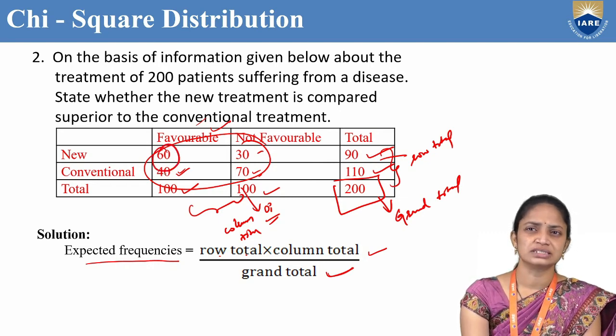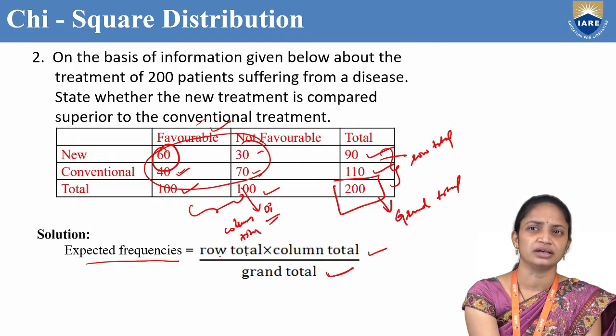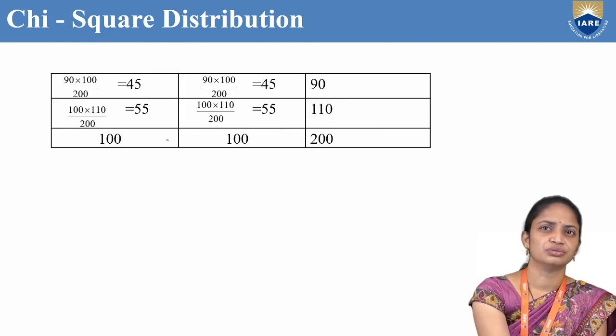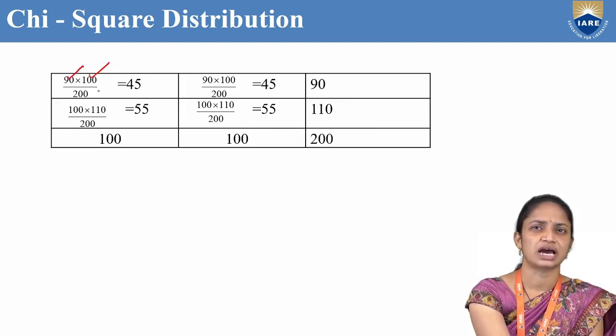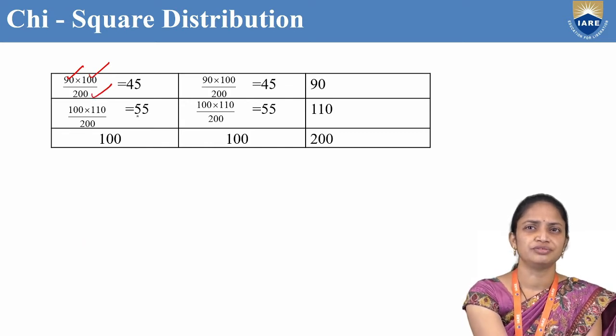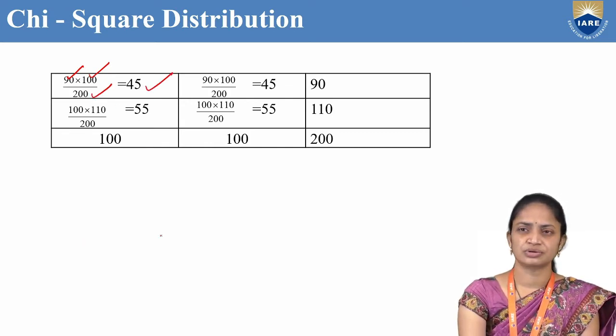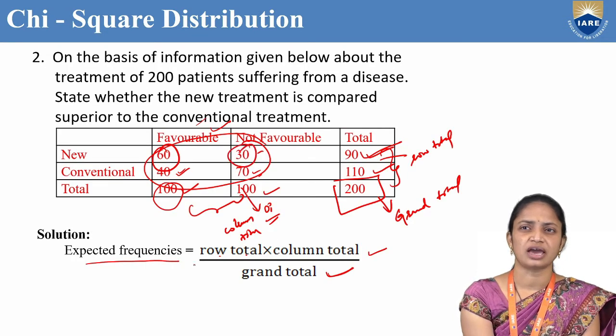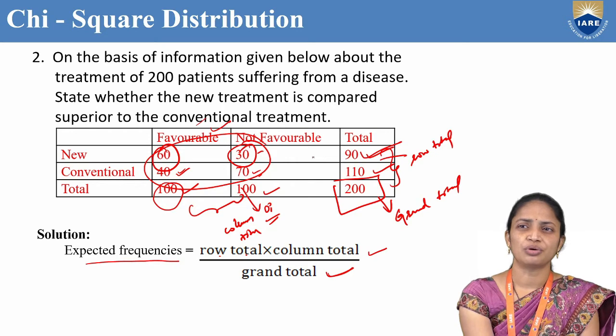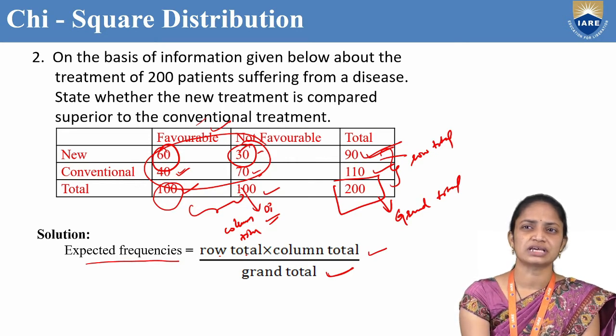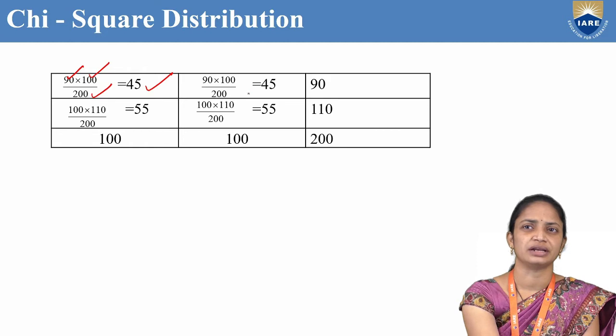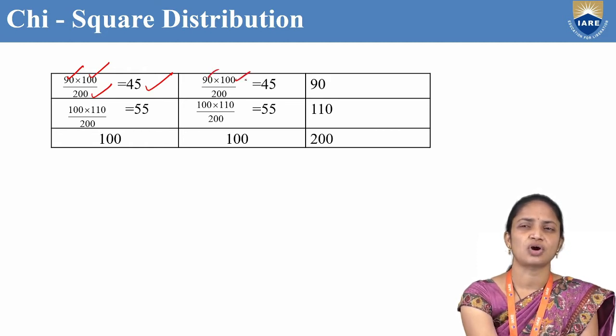Coming to 60, in place of 60 we write the row total 90, and column total 100, divided by 200. If we simplify this, we get 45. Like that, for 30, the row total is 90 and the column total is 100, divided by grand total 200. Simplifying, we get 45.